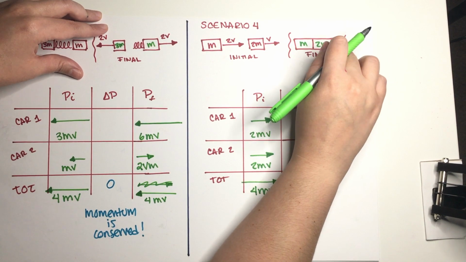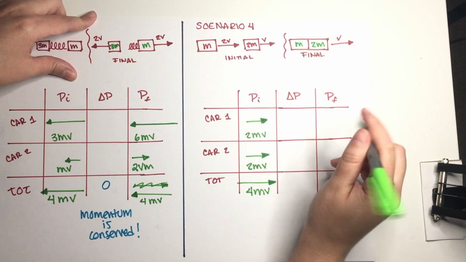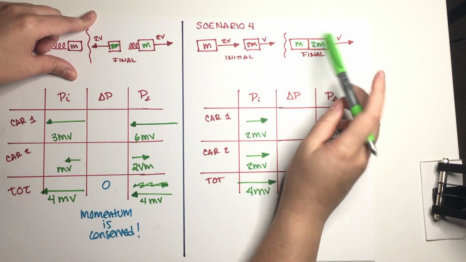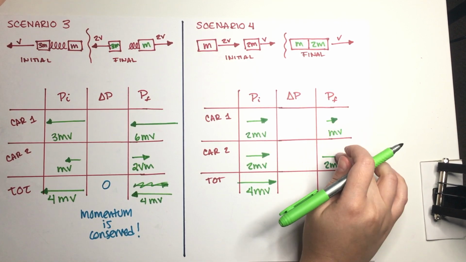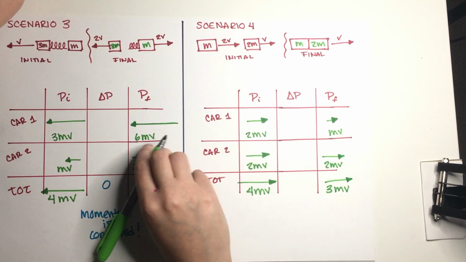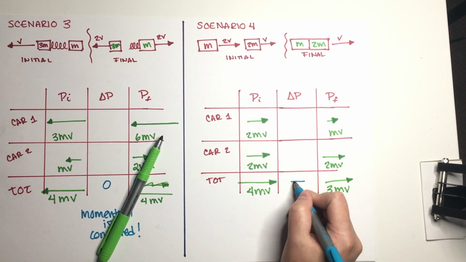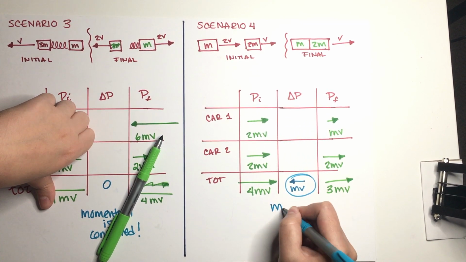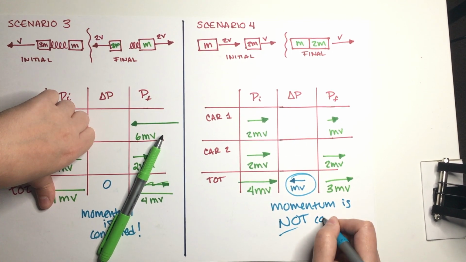So now for the final, they are both moving together at a velocity of only 1v. So if I just do my multiplication, m times v, that's just going to be 1mv in this direction. And 2m times v, it's going to be 2mv in this direction. So if I add this up, then I'm going to get 3mv moving to the right. So now in order to figure this out, remember it's 4 plus what is equal to 3. Well, that would be -1 going in this direction. And because this is not 0, then immediately you can just say that momentum is not conserved.